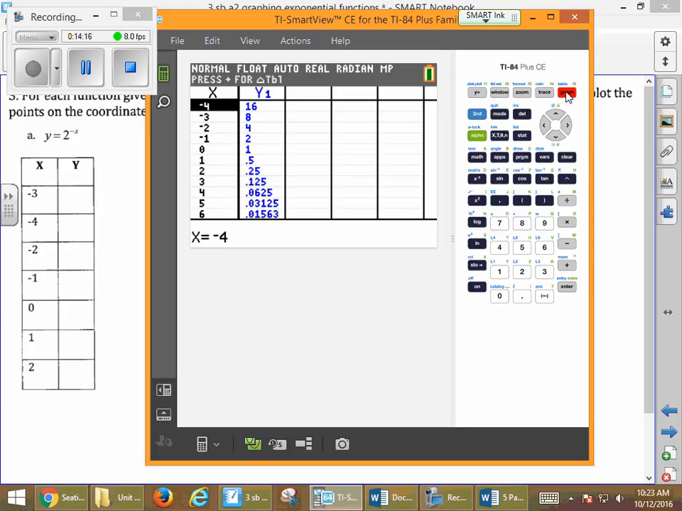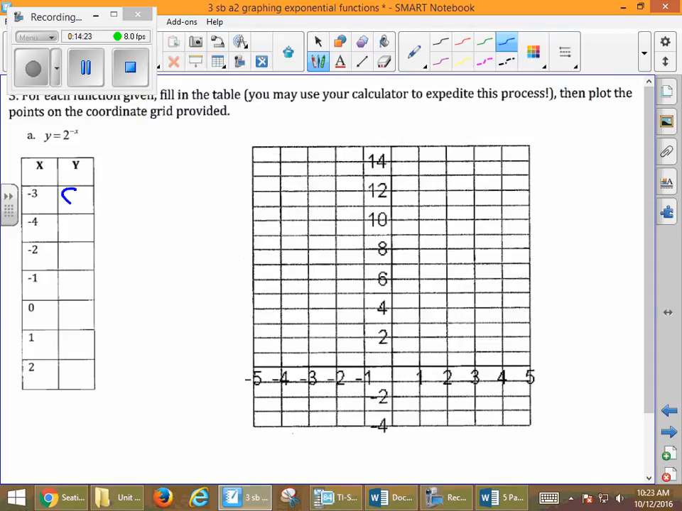But do notice that I did get out of order on this. But -3 is 8. And -4 is 16. -2 is 4. -1 is 2. 0 is 1. 1 is 0.5. And 2 is 0.25.